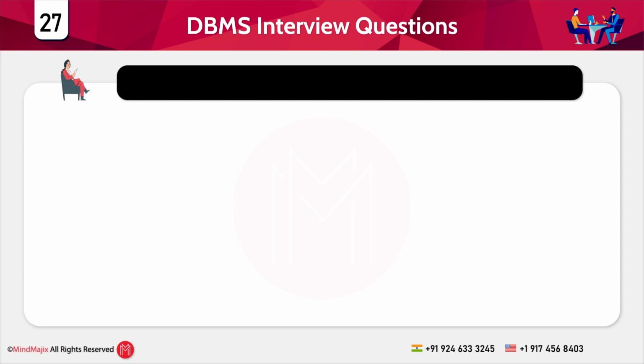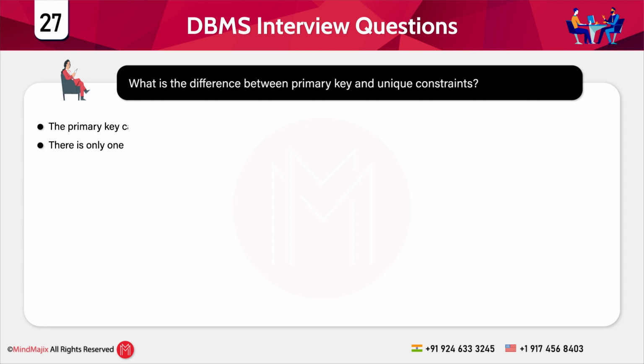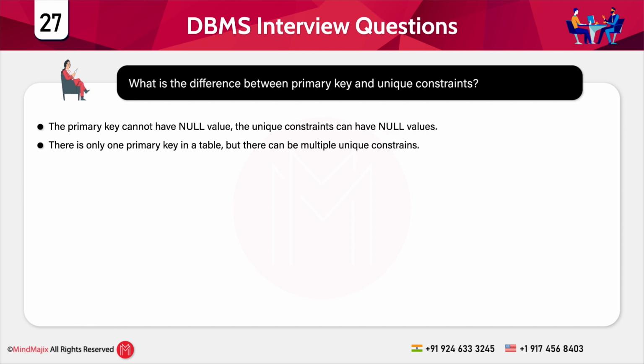So the next question says, what is the difference between primary key and unique constraints? Okay, so have a look at the wordings over here. The difference between primary key and unique constraints. It is not about unique key. Okay, so the primary key cannot have null value and the unique constraints can have null values. So there is only one primary key in the table, but there can be multiple unique constraints.